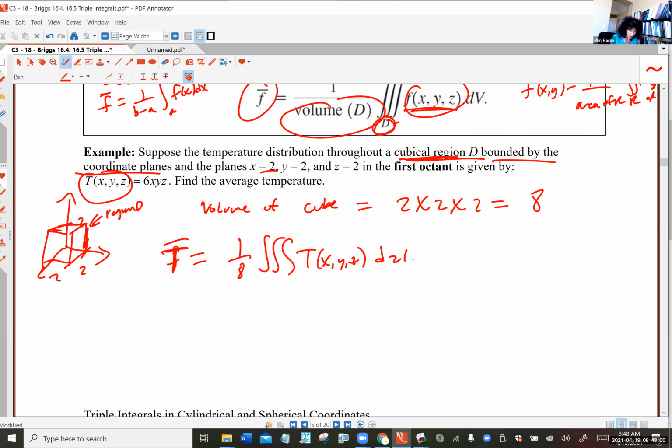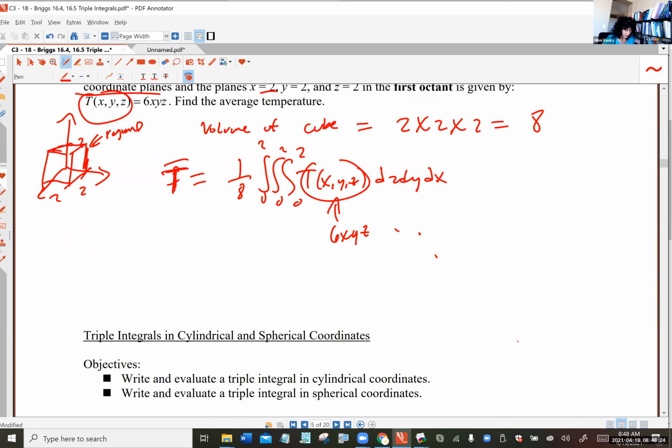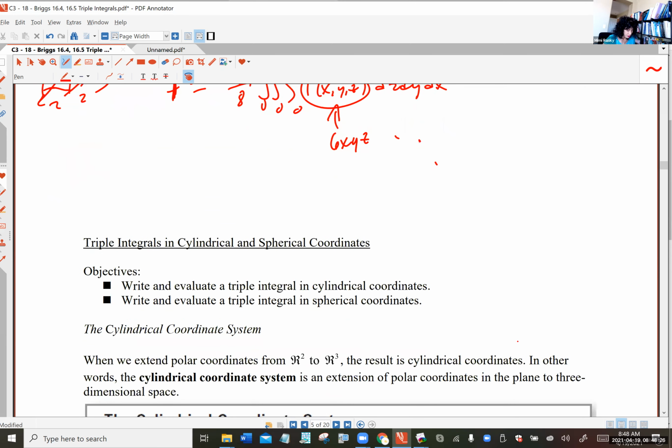And then if you choose your order of integration, dz, dx, dy, since we're just a cube here in the first octant, 0 to 2, 0 to 2, 0 to 2. Okay, and then here you would put 6xyz. I'm not going to do the rest of this. It's pretty easy. It's just the last example here of a rectangular coordinates triple integral, finding average value. Fine. Okay, now let's do the cylindrical.